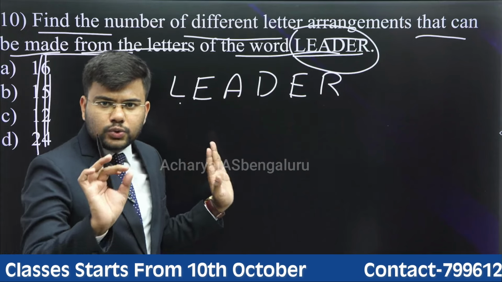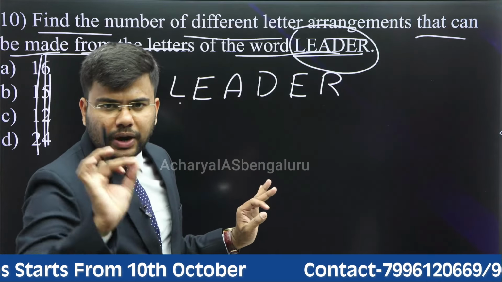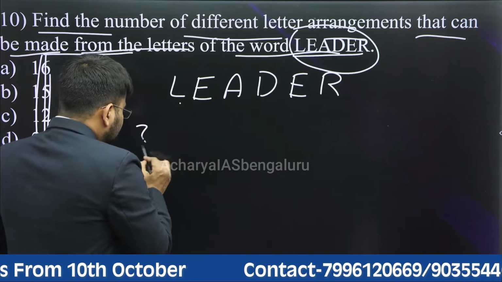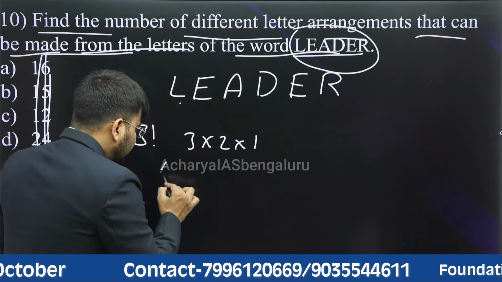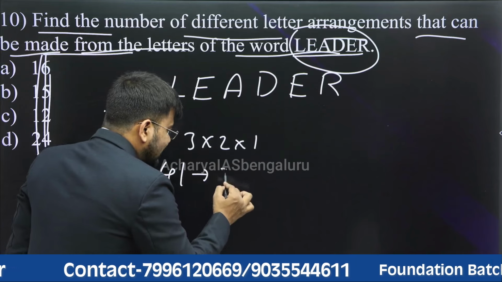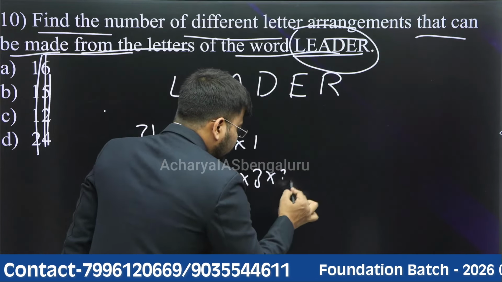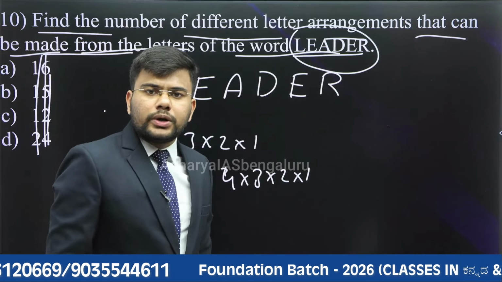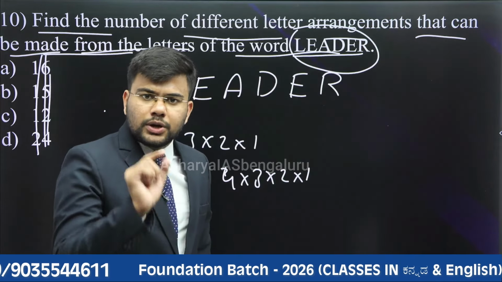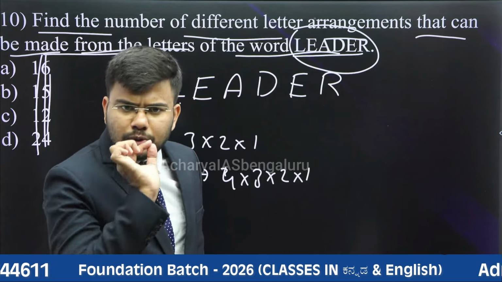Now I am introducing one more concept called factorial. If it is 3 factorial, you have to do 3 into 2 into 1. If it is 4 factorial, you have to do 4 into 3 into 2 into 1. That's it. Factorial value. Sir, previously I have not used factorial.